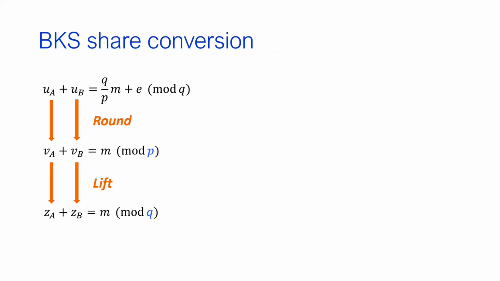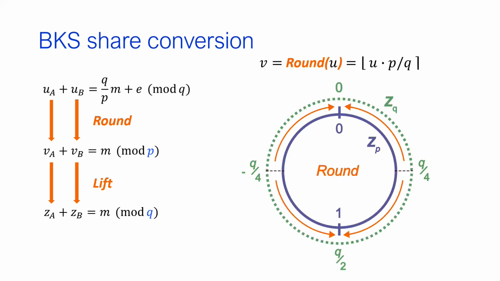And what they do in the BKS paper is split this transformation into two steps. The first is called rounding, and it's going to give us an additive sharing of M modulo P, and then a lifting step, which turns this into a sharing modulo Q. So what are these transformations?